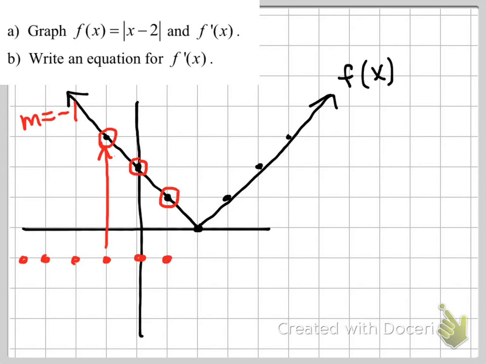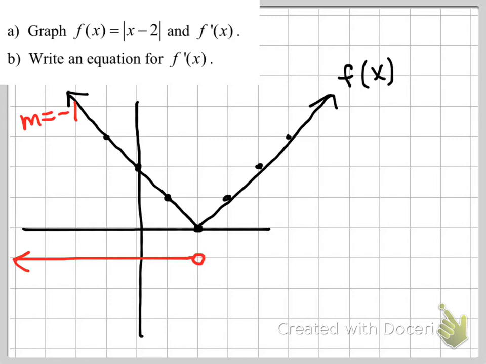So this means that my slopes are always -1 until we get to the x value of 2, where we have a corner on this graph. So the derivative is not going to exist here at x equals 2, which is why I have an open dot on the derivative. So I end up with a derivative that is just a horizontal line of y equals -1 for this part of the graph.